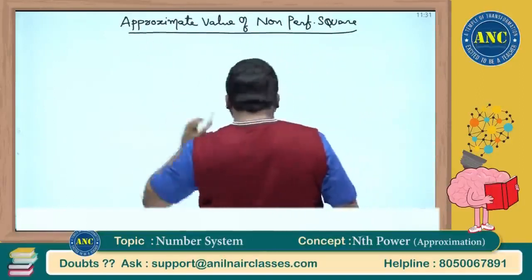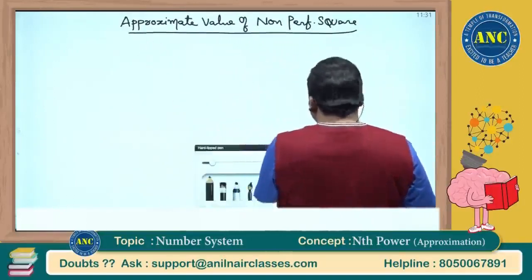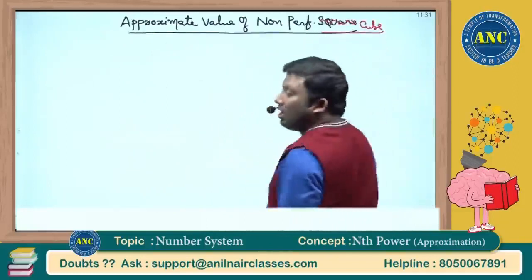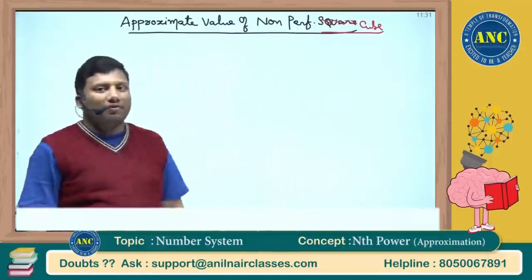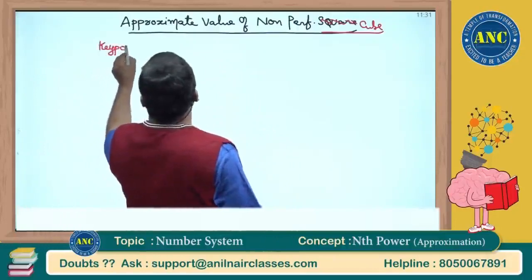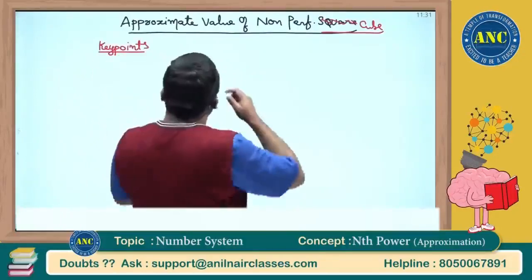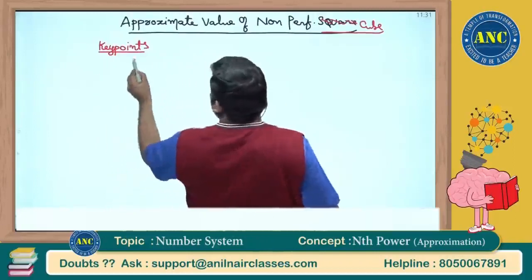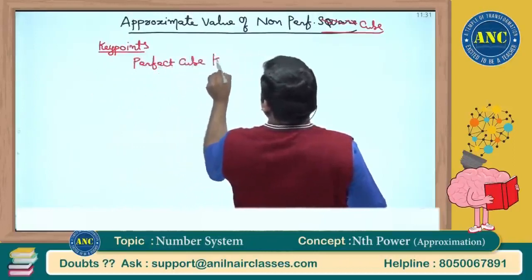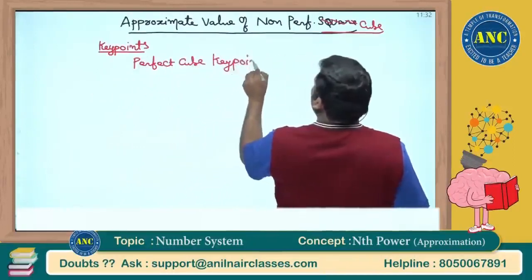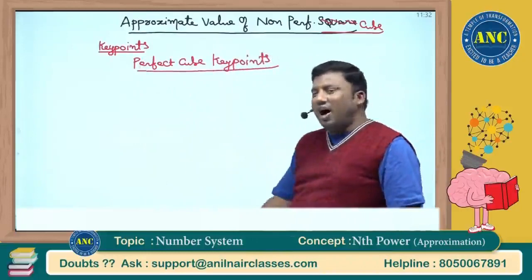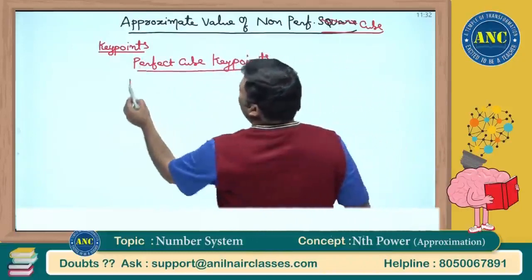How to find the approximate value of a non-perfect square we already did. Let us do the non-perfect cube. How to find the approximate value of a non-perfect cube? First, some key points. See here, perfect cube key points. Then we will see when the numbers will not be perfect cubes. Now listen carefully, sir. After 5 to 10 minutes, this concept will be very clear to you.